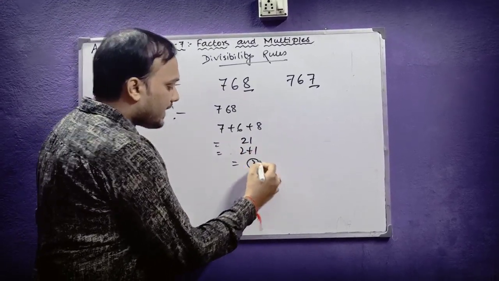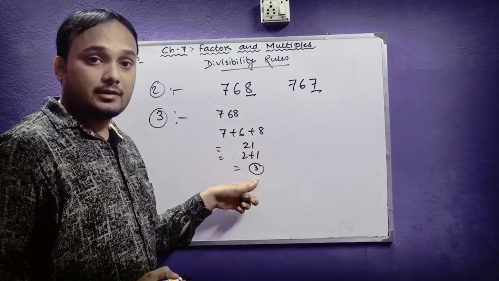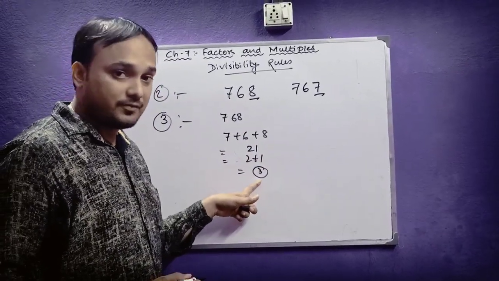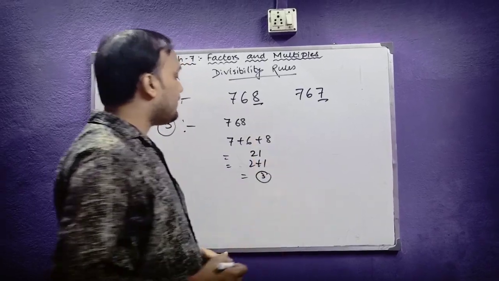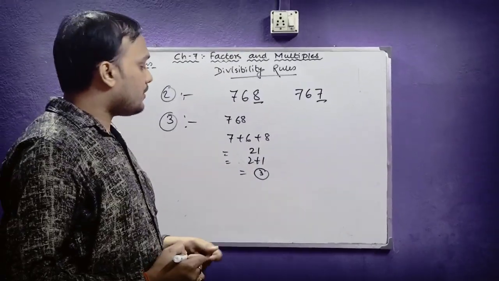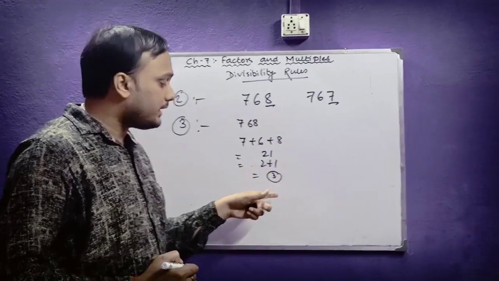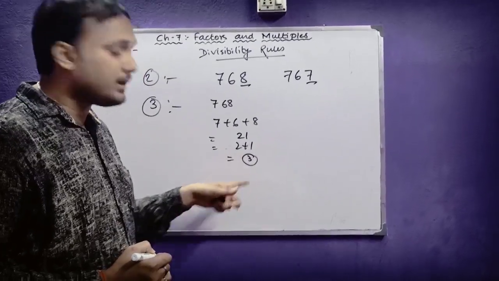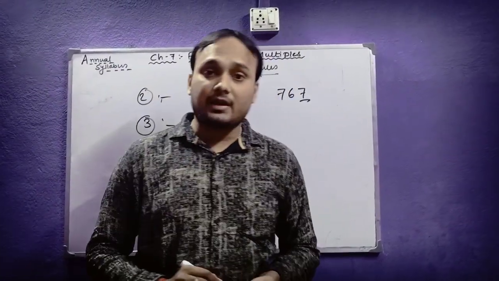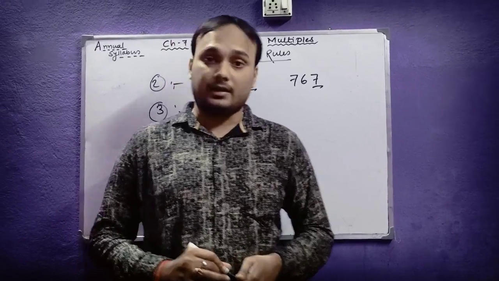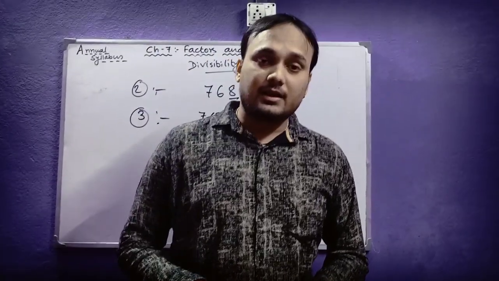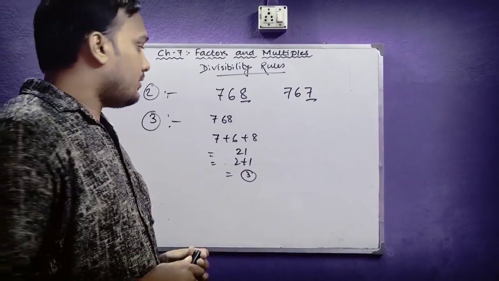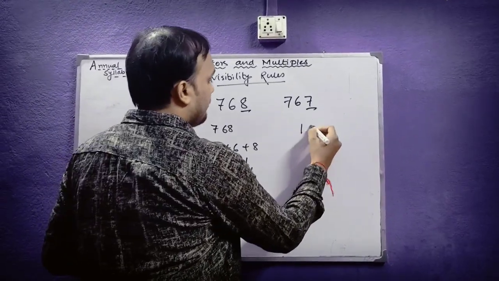Now, after adding all the digits, I am getting 3. That means I am getting a number which is a multiple of 3. So the number is divisible by 3. So you have to go on adding the digits until you get a single digit, and if that single digit is a multiple of 3, like 3, 6 or 9, then the number is divisible by 3. Understood?